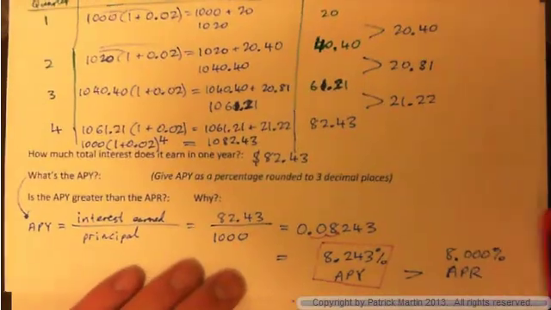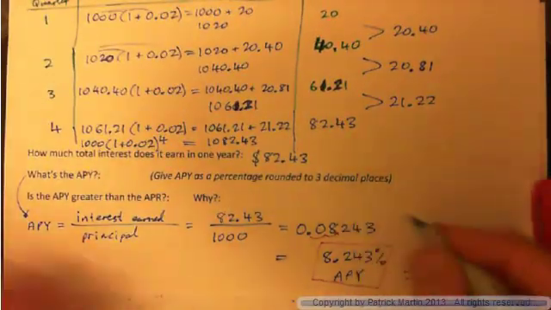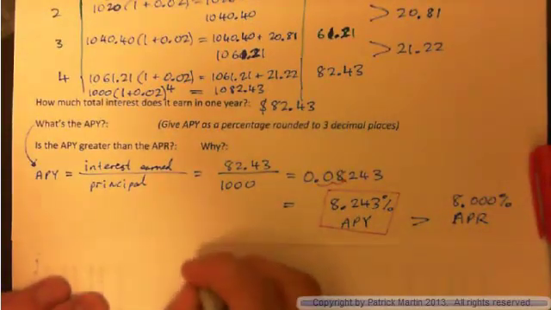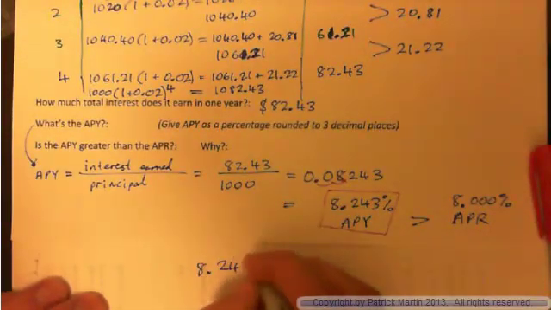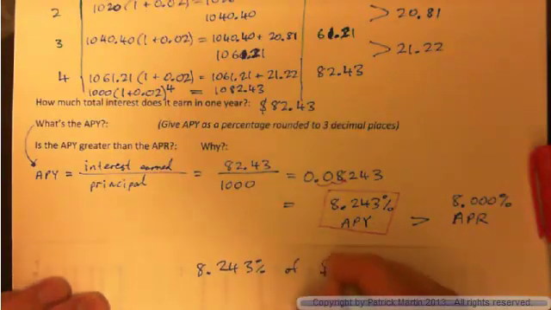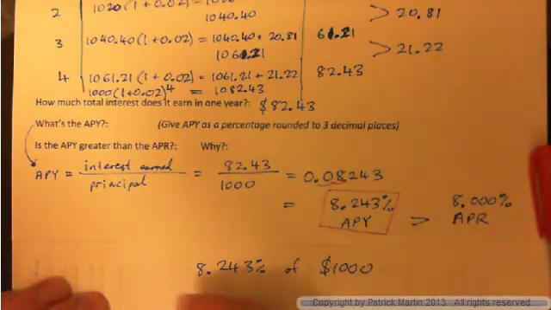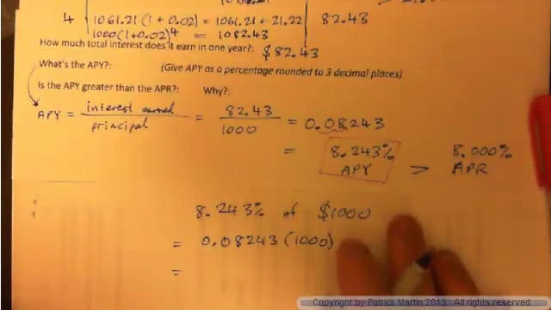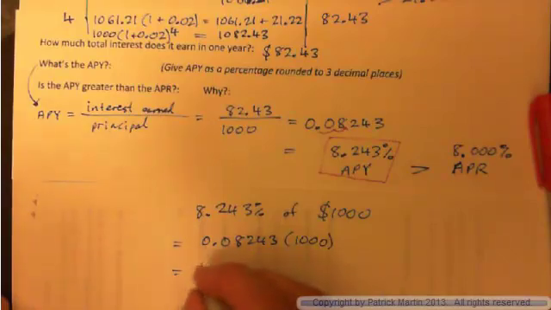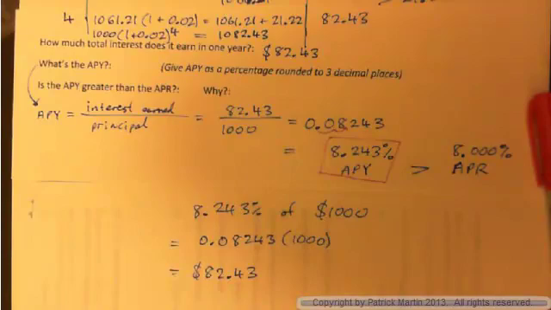If they told you that up front, you could just go, okay, I'm going to invest $1,000, so that means you're going to give me 8.243% of $1,000, which is what? 0.08243 times 1,000, which is what? Look at that in the calculator. You're going to give me $82.43 in interest at the end of the year.